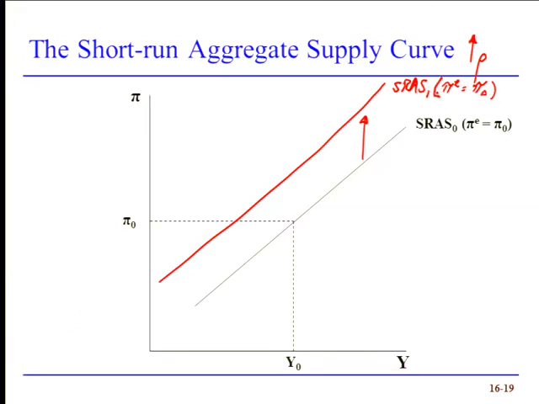Now, I was asked earlier, why do we sometimes talk about shifts up and down, and other times talk about shifts left and right? Because depending upon how you look at it, any shift up or down could also be translated into a left or right shift. Right? So on a short-run aggregate supply curve, we could say this is an upward shift, or we could say this is a leftward shift. Right? We get exactly the same.